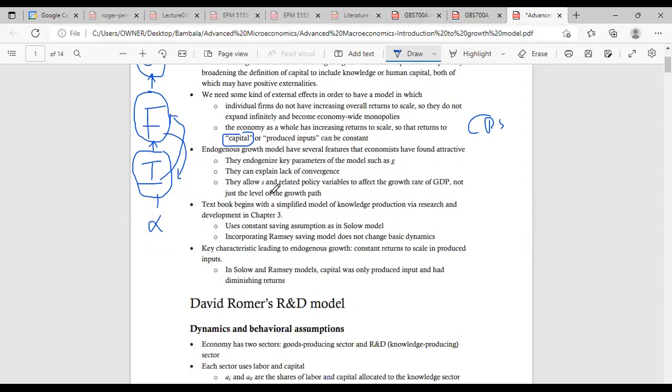Okay. So the features that the endogenous growth models have: they endogenize key parameters of the model, such as this. This could be any form.